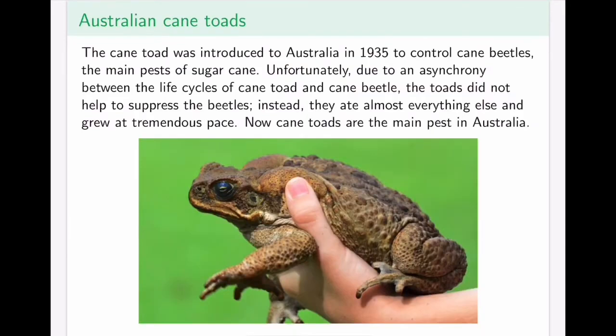Australian cane toads, or giant toads, were introduced in Australia in 1935 with the purpose to fight cane beetle, which at the time was the main pest of the sugarcane, which was a big industry in Australia. The native land of these guys is South America. However, their introduction, while seemingly theoretically reasonable, really backfired. What happened was there was a certain asynchrony in the life cycles of the cane toads and the cane beetles, which meant that while the cane beetles were eating all the sugar cane, the toads were more or less hibernating.